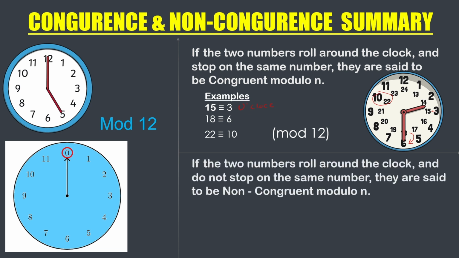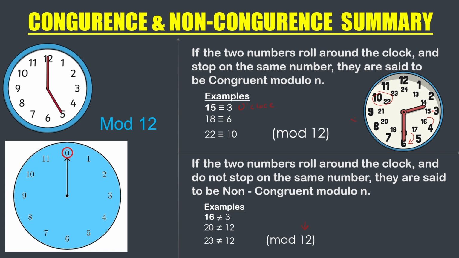So when you talk of non-congruence, if two numbers roll around the clock, as we said before, and do not stop on the same number, they are said to be non-congruent modulo n. Examples. 16 is not congruent to 3. Since this is also mod 12, as you can see here, 16 is congruent to 4, while 3 is congruent to 15.